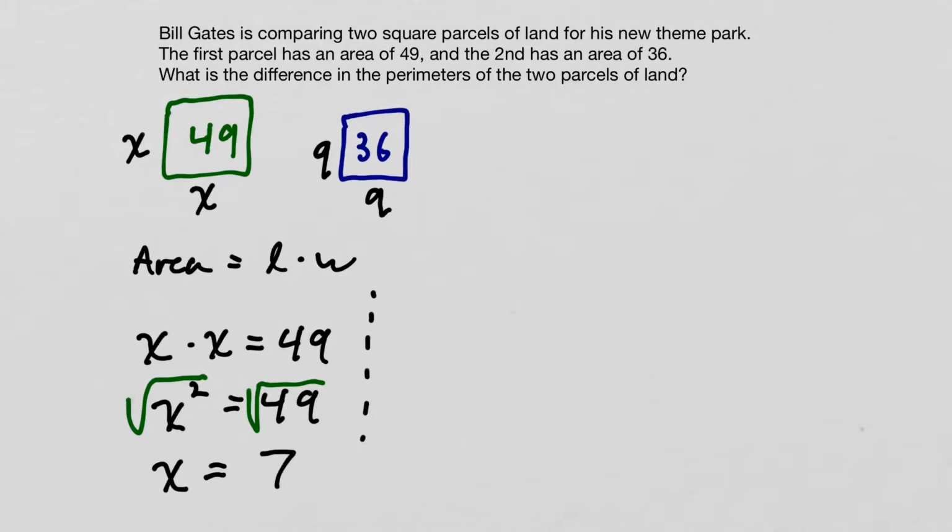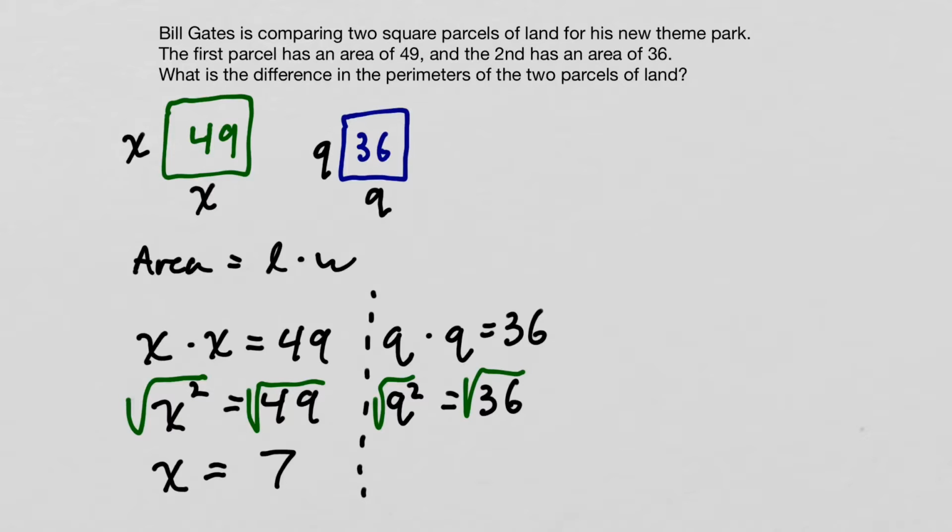Now, we can do the exact same thing over here with our q's, because we also have our area being q times q, our length times width, is 36. So our q squared is equal to 36. And we're going to do just what we did over here and take the square root of both sides so that we're just left with our q. So I take the square root of both sides, and that negates the square there. And we're left with q equals, well, what 2 numbers of the same number multiply together to give us 36? Well, 6 times 6 is 36.